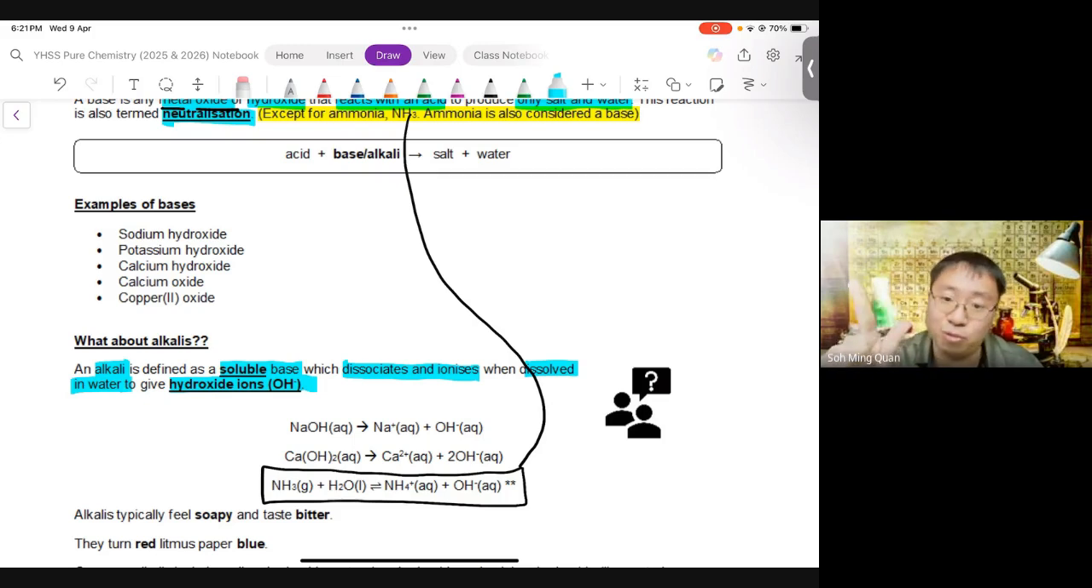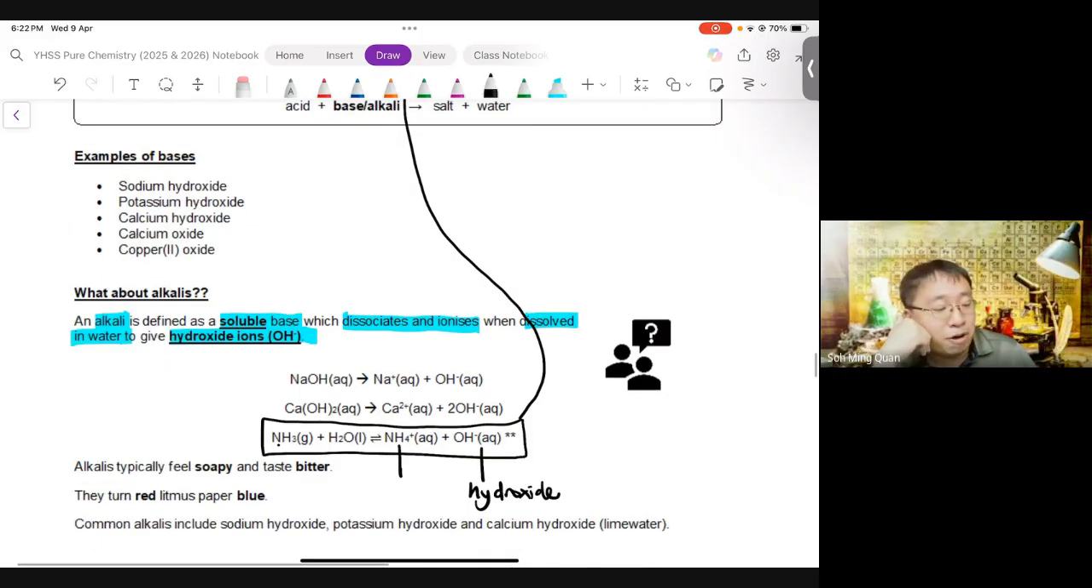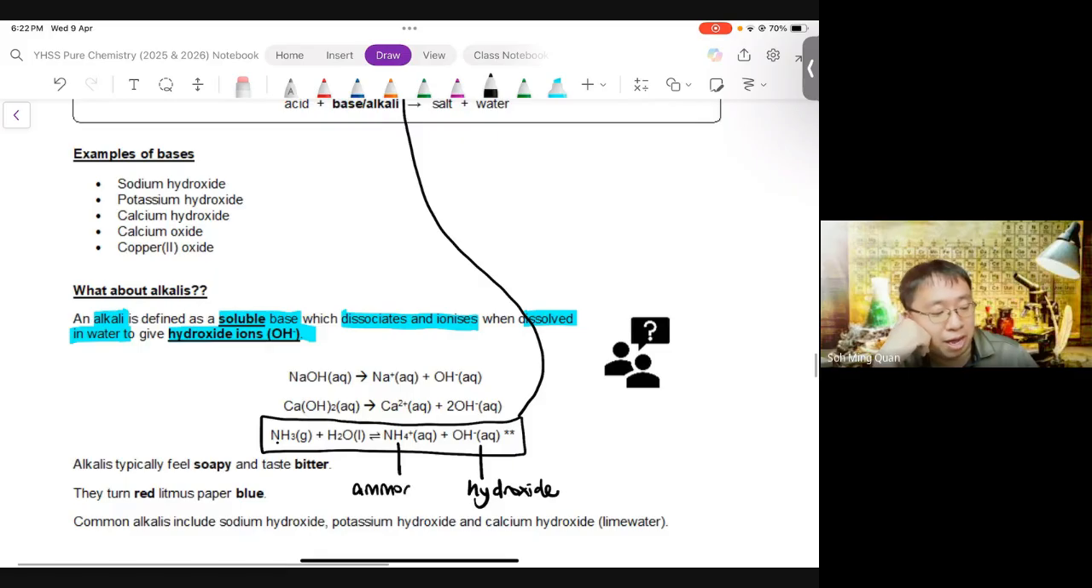They must dissolve in water. All right. Ammonia falls under this category because it's able to dissolve in water to form hydroxide ions. And you can clearly see hydroxide, OH minus, right? Ammonia plus H2O forms OH minus. But more importantly, you can also see ammonium there. NH4 plus, ammonium.